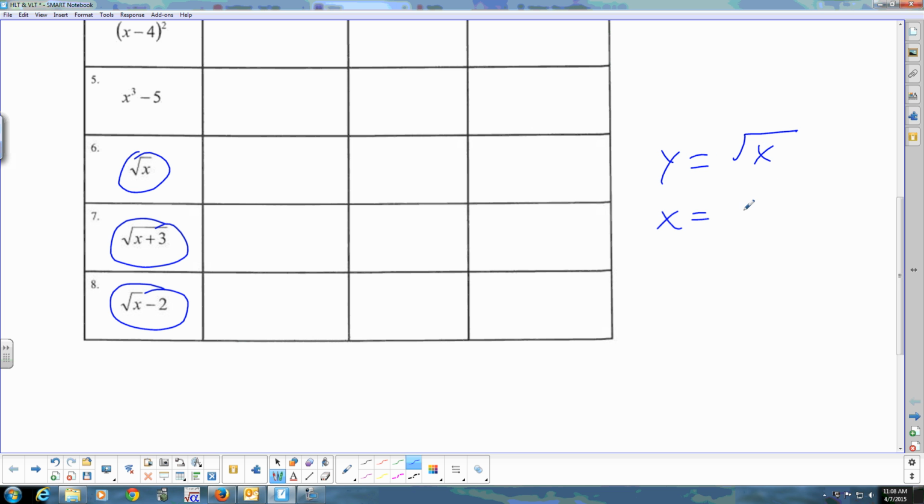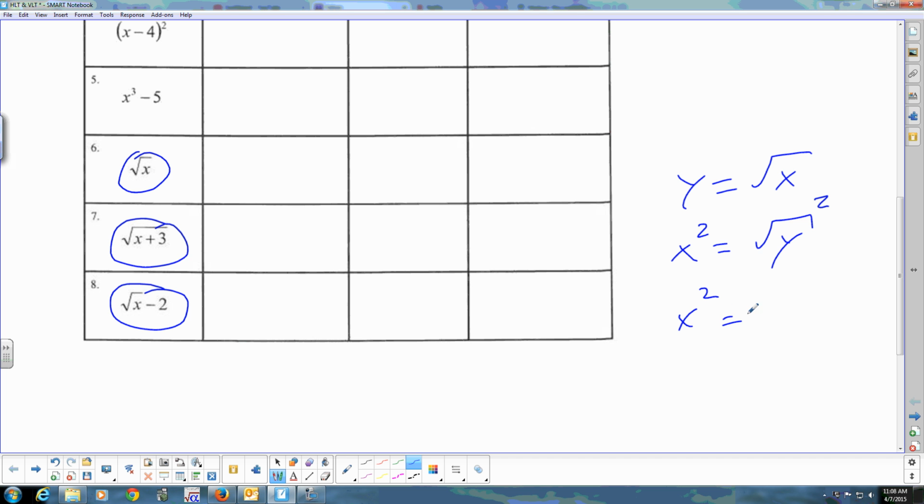Switch your x and y. Then you square root both sides to solve for it. So you'd have plus or minus. I think I just screwed this up. I apologize, guys. Where that squared came from, I have no idea. Y is equal to the square root of x. Switch x and y. Now I square both sides to get rid of that square root. Okay, here we go. That's the inverse for this one.